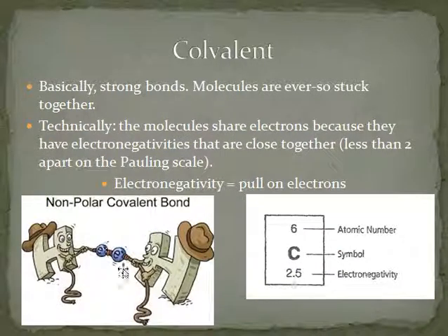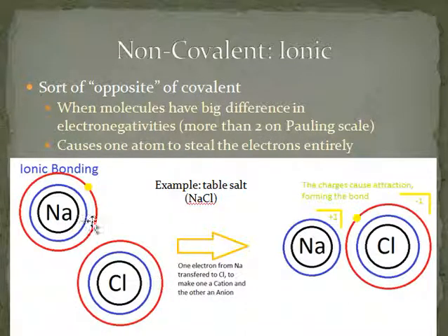So going back to our little cartoon here, remember, they're pulling, pulling, pulling. Now, if one of these guys was way stronger than the other, they're going to end up stealing both electrons instead of sharing them, which is what happens in the case of table salt, or sodium chloride. We have our sodium here and our chlorine here. The little yellow dot is an electron. But chlorine, it originally belongs to sodium. But chlorine is way more electronegative, so it's way stronger at pulling on electrons.